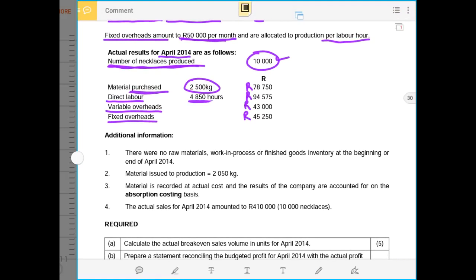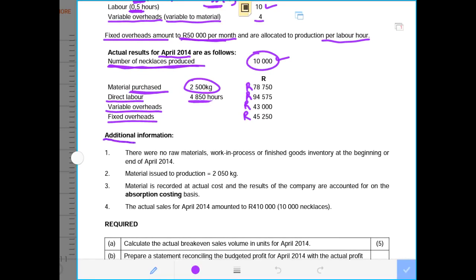Then we proceed to the additional information. It says there was no raw material, work in process, or finished goods inventory at the beginning or at the end of the period, meaning production becomes sales. Whatever we estimate to produce, we sell. So now the assumption is the same assumption as the economic order quantity, if you still remember that EOQ.